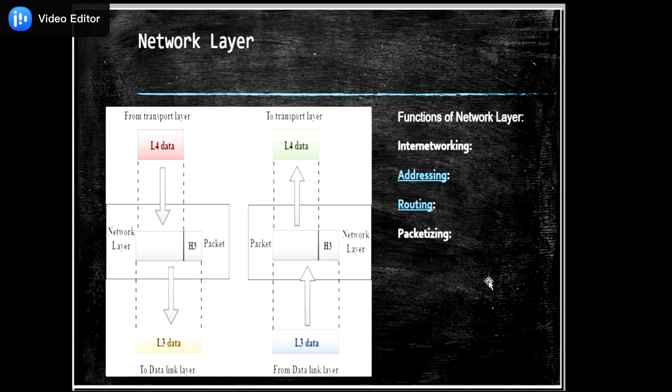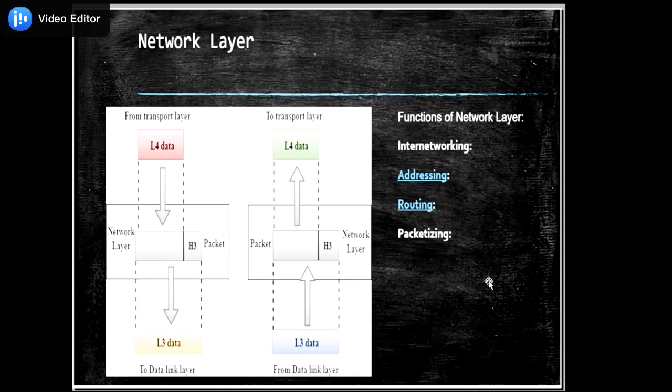First, we have to discuss internetworking. Internetworking is the main responsibility of the network layer. It provides the logical connection between different devices. Addressing: the network layer adds the source and destination address to the header of the frame. Addressing is used to identify devices on the internet.